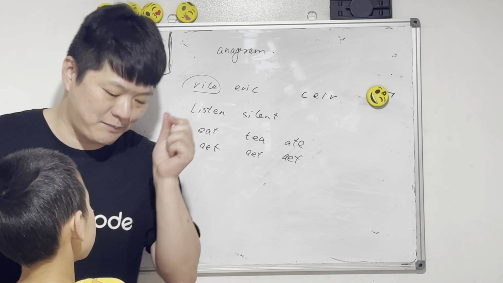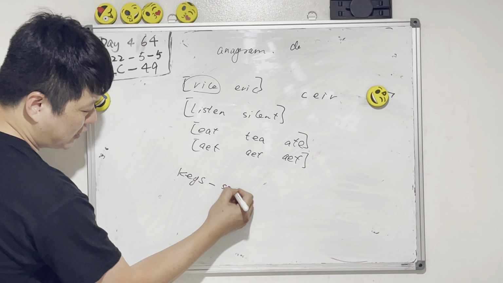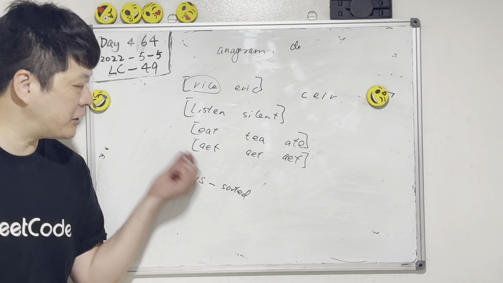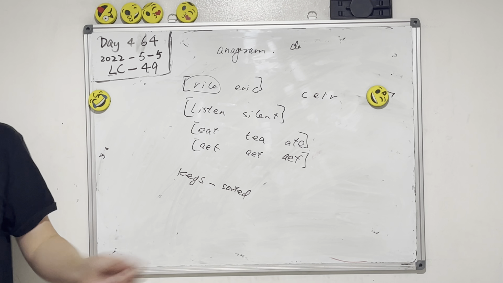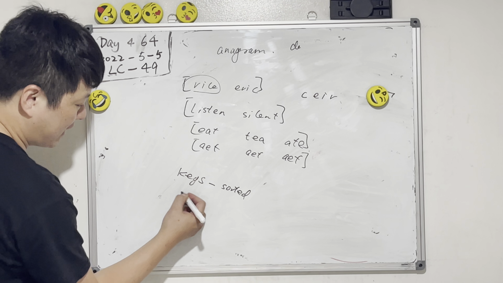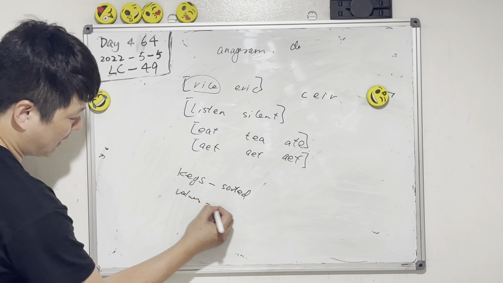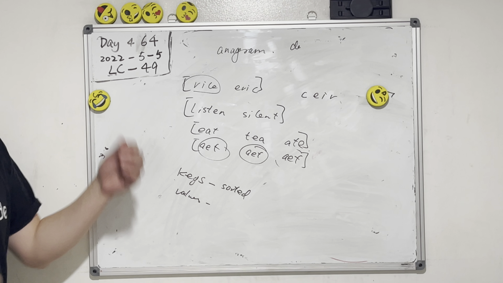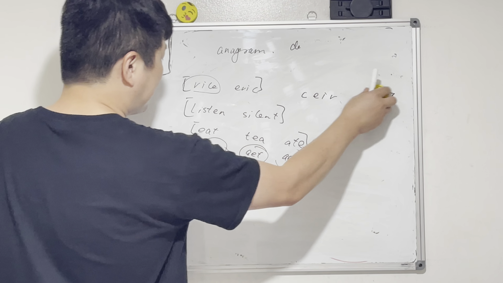So today's question is: we are given a list of words and we have to group the anagrams. How do we do it? We use a dictionary. The keys can be the sorted words, because if we sort the anagrams, we get the same thing. The value will be the list of anagrams belonging to the same group. Makes sense?